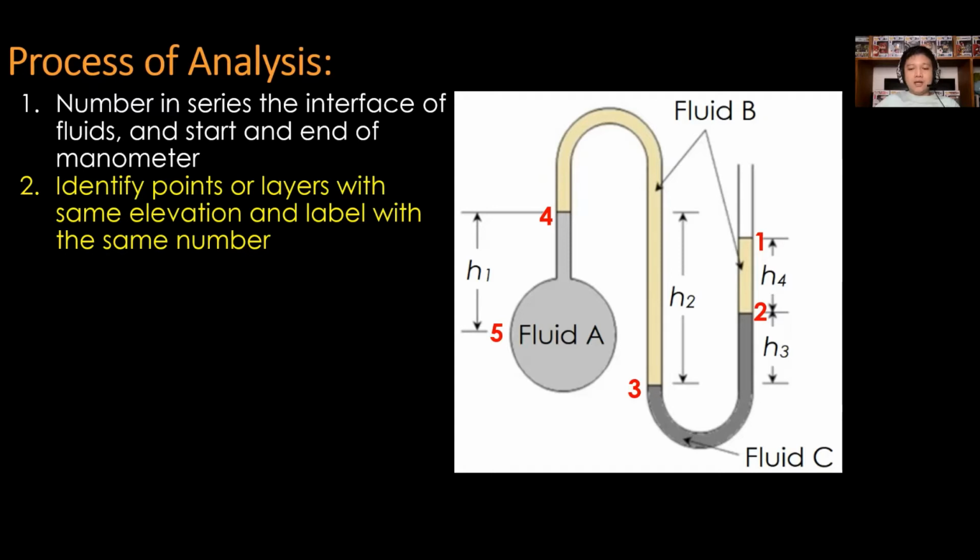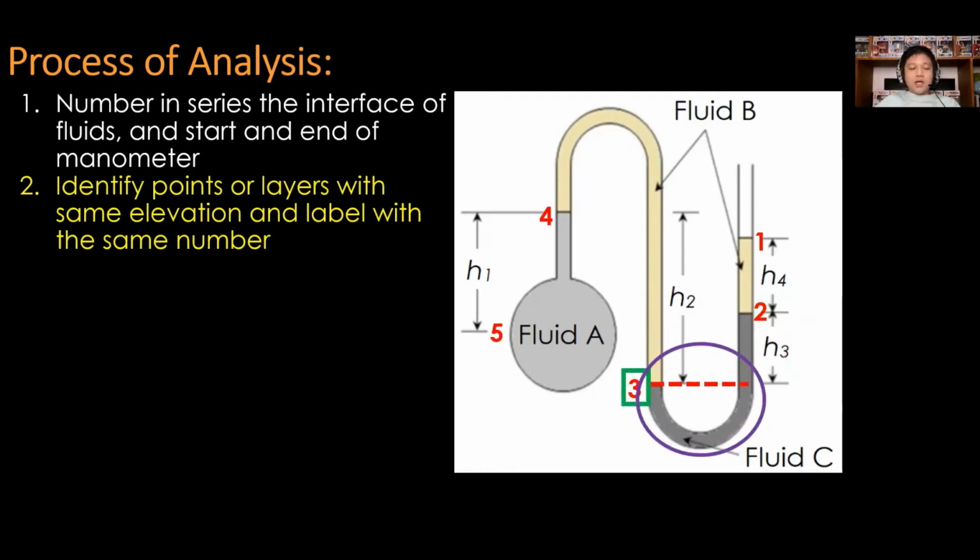So for this sample, let's start with point 1. It intersects same fluid, that is fluid B, but there are two liquids within the manometer. So we have fluid B and fluid C, therefore not qualified. Next is point 2. It intersects same fluid above, that is fluid B. But there are two liquids within the manometer. So again, we have fluid B and fluid C. Therefore not qualified.